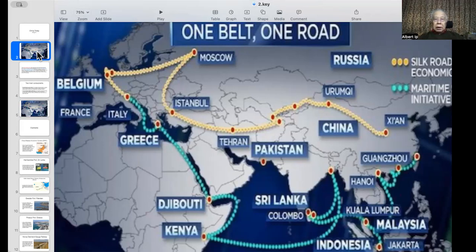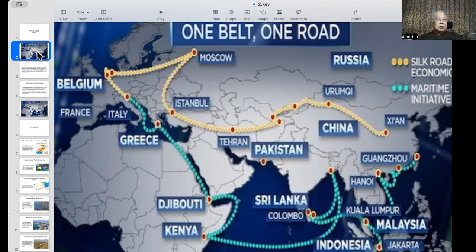The third Belt and Road Initiative International Conference has just finished. There were 151 countries participating in the forum. So almost 3/4 of countries are involved in this Belt and Road.